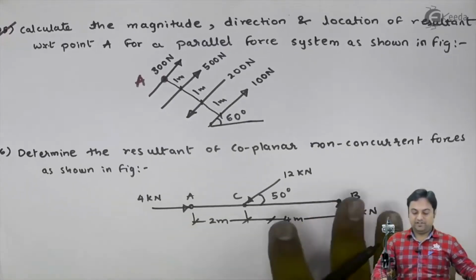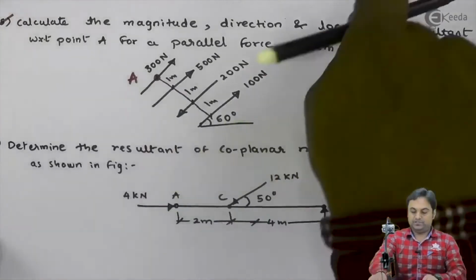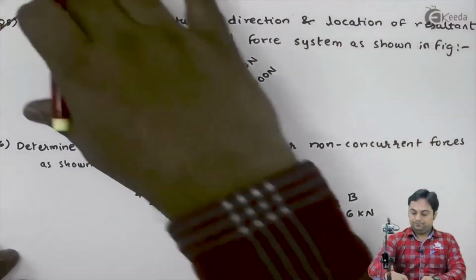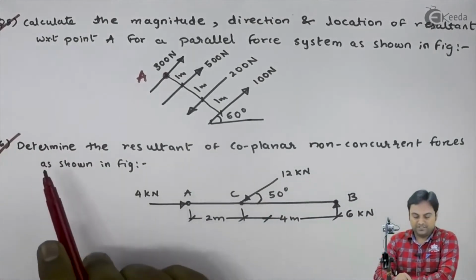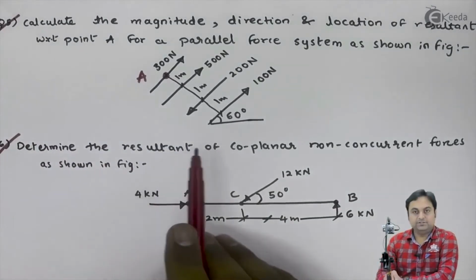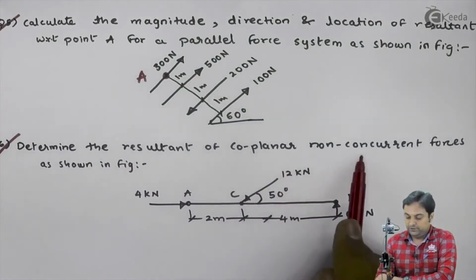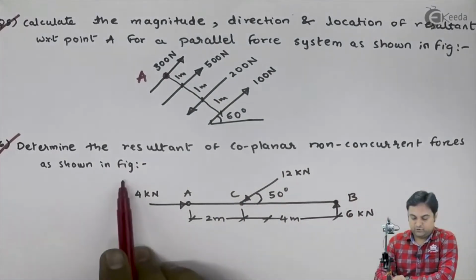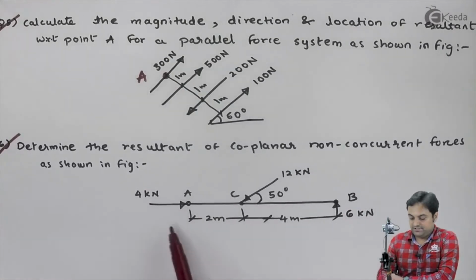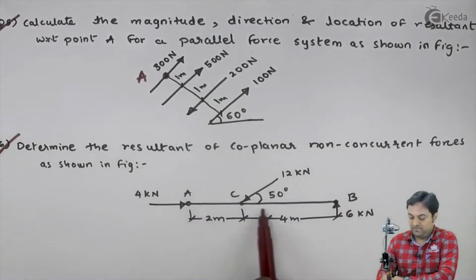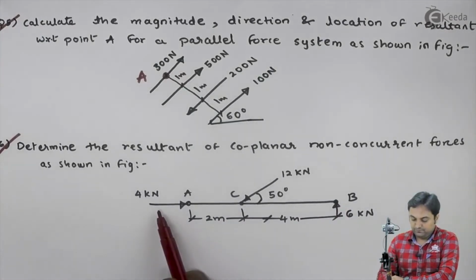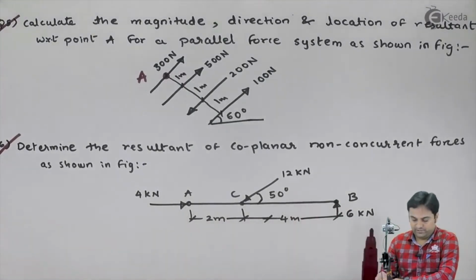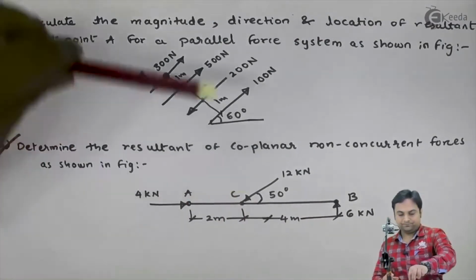After solving question number 5, let us go on to question number 6. I am marking this question. It is given: determine the resultant of coplanar non-concurrent forces as shown in the figure. Here the diagram is given. It is like a beam. Here we have a beam ACB in which we have three forces, 4 kilonewton, 12 kilonewton and 6 kilonewton. Here we have to find out the resultant.